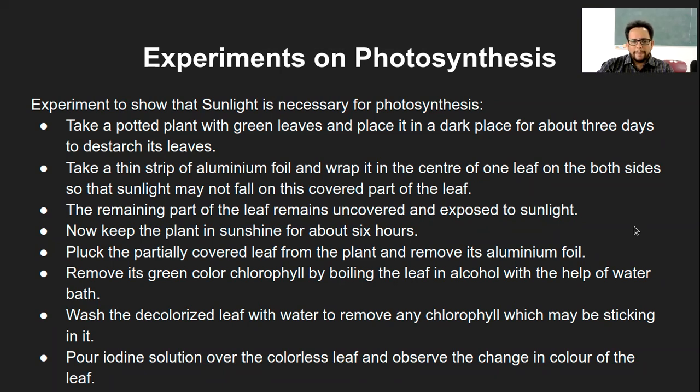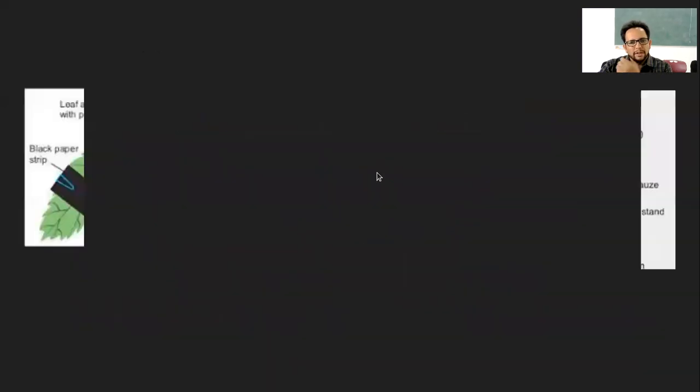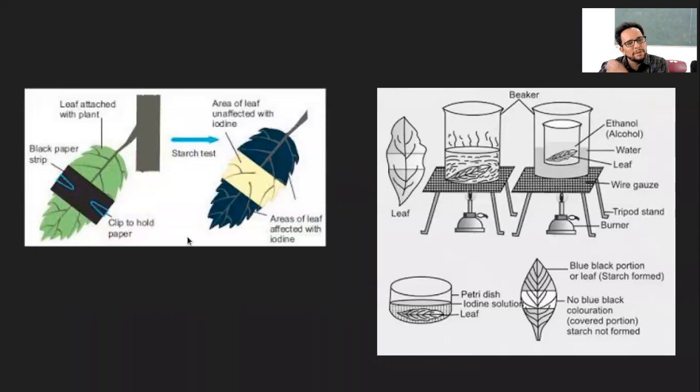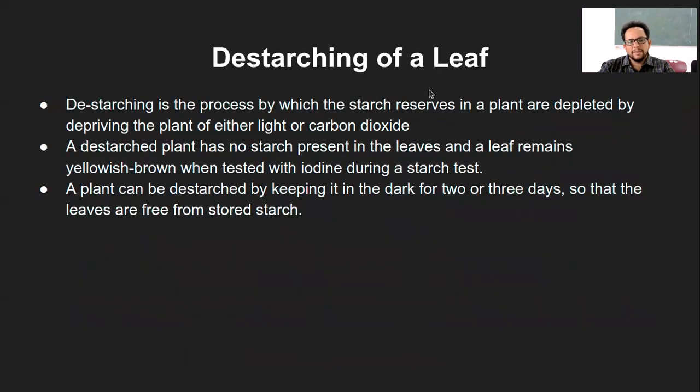So instead of going over all this description, I will directly go to the experimental aspect. So for example, you take a plant and then you destarch it. Now destarching is a specific treatment in which the starch is depleted within the plant. Now we know within a plant glucose is formed by the process of photosynthesis.